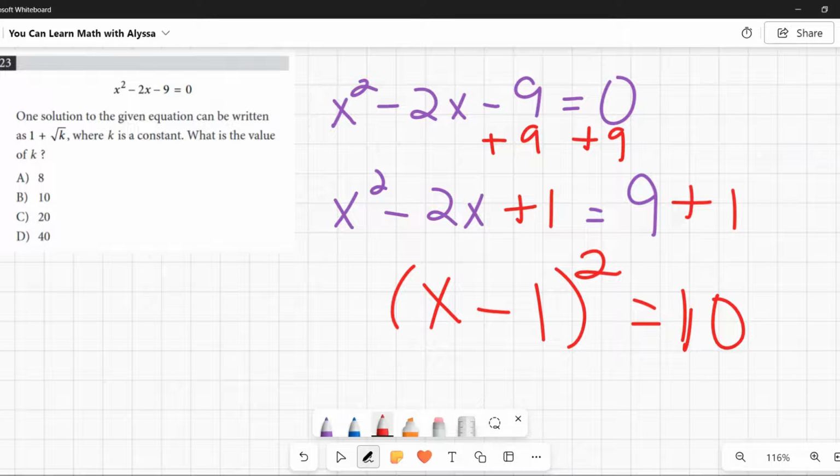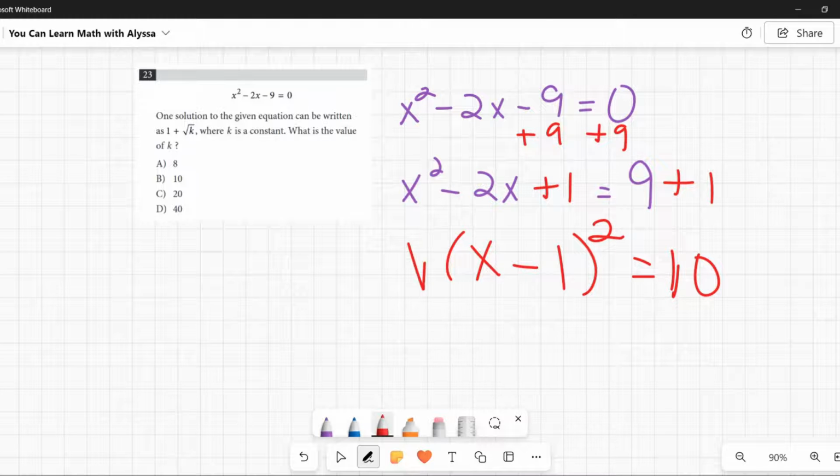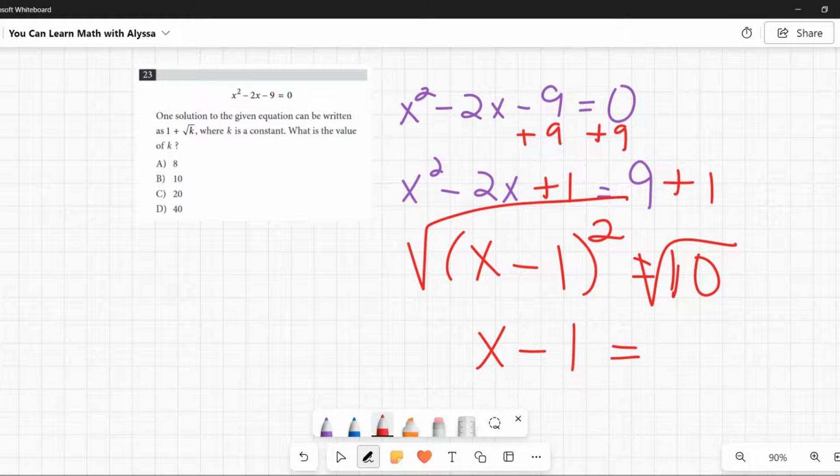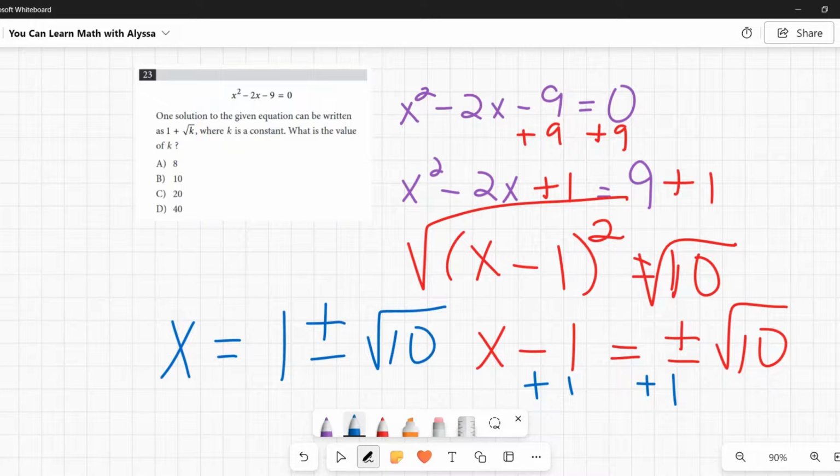So on the right, I have 9 plus 1, or 10. Now to solve this, I'm going to take the square root of either side to get rid of this square. On the left, I would have x minus 1, and on the right, I would have plus or minus the square root of 10. To get rid of that minus 1, I'm going to add 1 to both sides, and that would give me my final answer of x equals 1 plus or minus the square root of 10. It says one solution can be written as 1 plus square root of k, where k is a constant. What is the value of k? It is 10, and that is B.